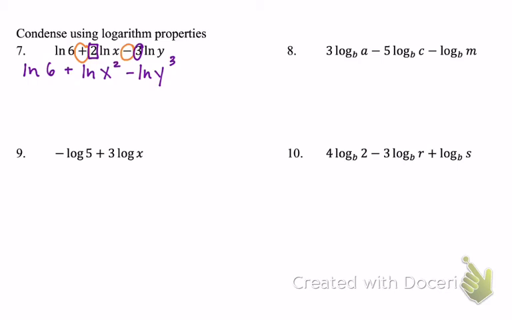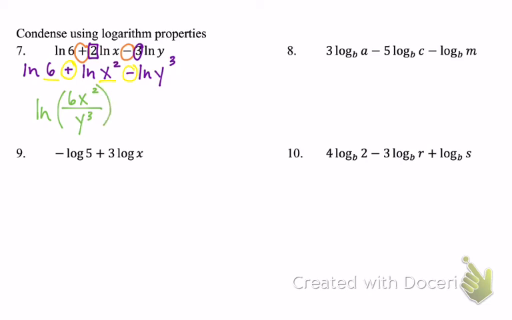Then I'm going to do the pluses and minuses. So I have a plus, and then I have a minus. So that means that 6 and x squared will be multiplied by each other, and then y cubed will be divided. So I have the natural log of 6 times x squared, because they're plus, over y cubed. And then I am done.